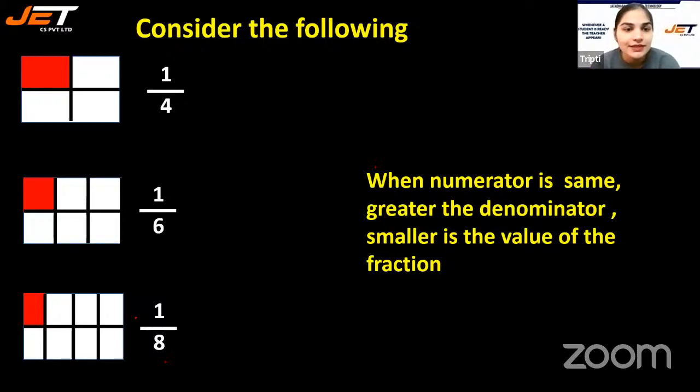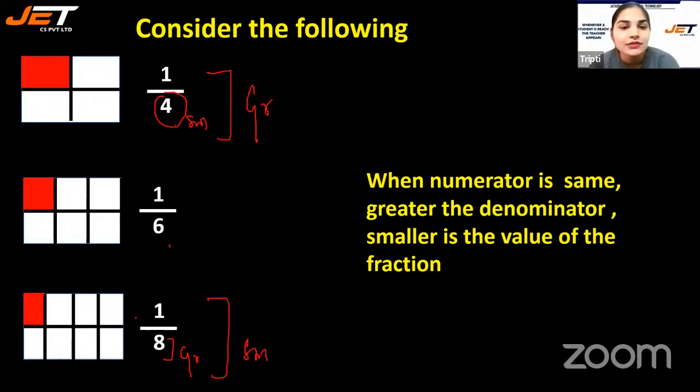Like 1 by 4, 1 by 6, 1 by 8. Okay. 8, 6, 4, which is smaller? So this one has a smaller numerator. But I can call this fraction the greatest one. This one has the greatest denominator, but this fraction is smallest. You can see yourself in the picture. This is one, we can say, rectangle. This is divided into 4 rectangles. Okay. So one part is colored. This is one rectangle divided into 6 squares. One square is colored out of 6. One rectangle divided into 8 rectangles, one is colored out of 8.